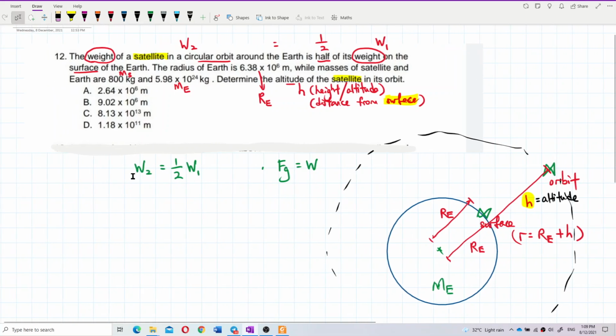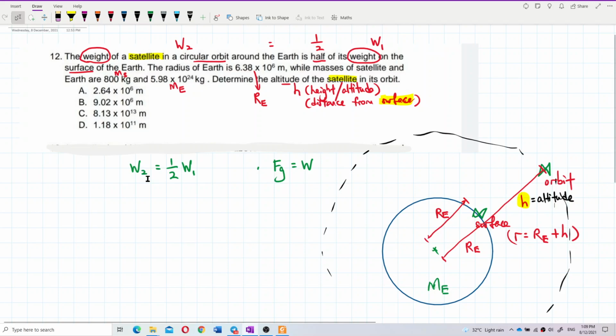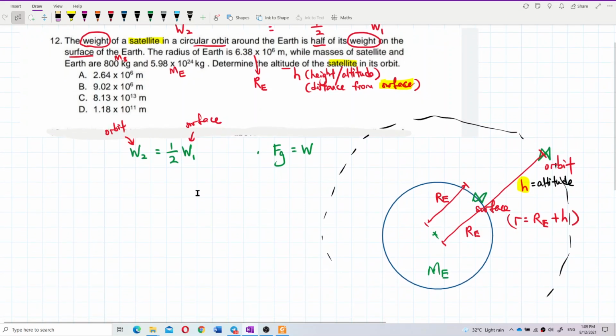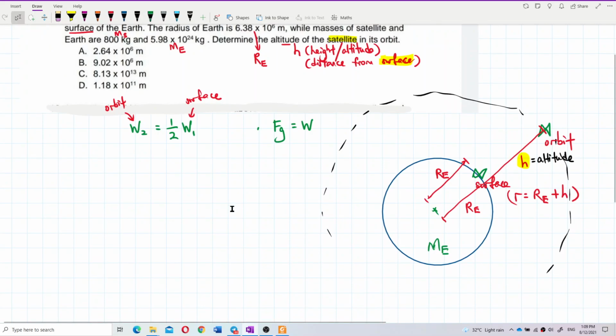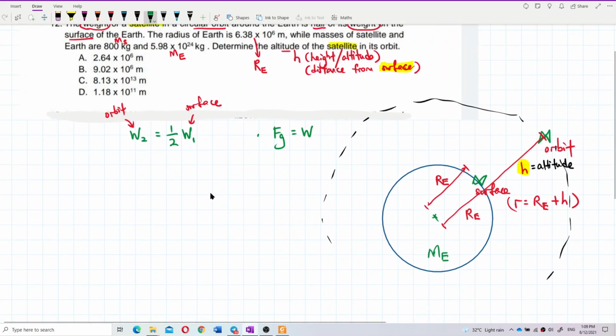Now, this one is the orbit, the weight at the orbit. This is the weight at the surface. Remember? This is the weight at the orbit. Maybe we write down one by one first. Okay, so we can write down one by one. First we write down on the surface.